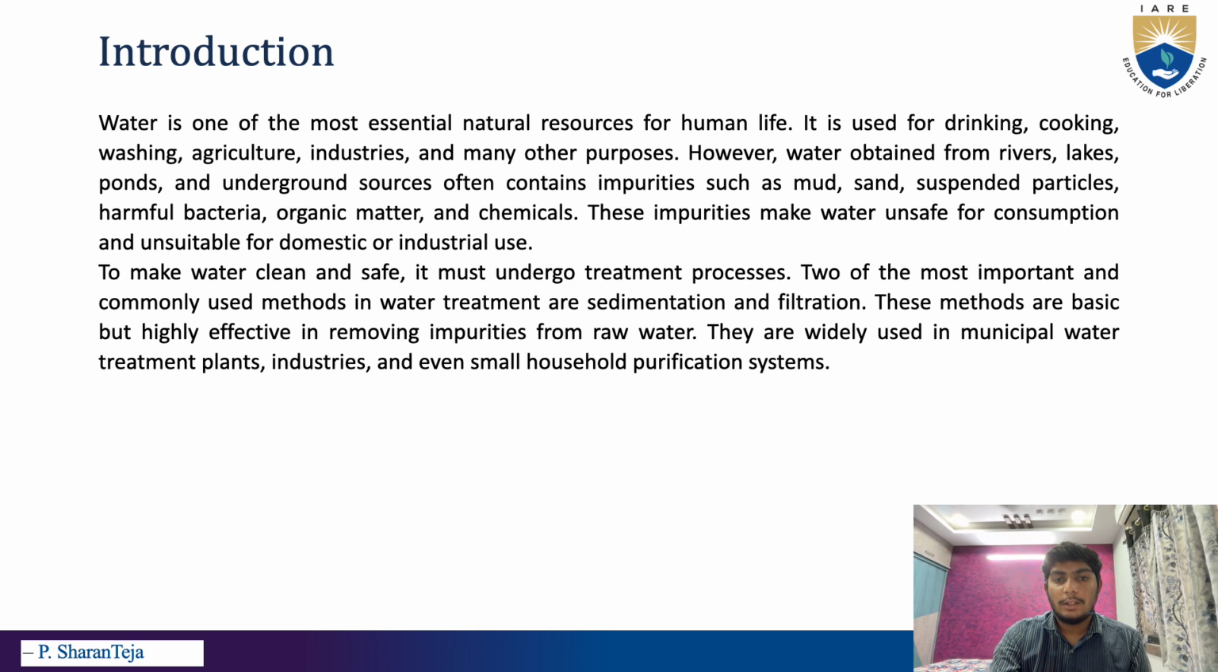If this water is used directly, it may create health problems and damage equipment. That is why water treatment is important. Water treatment means removing unwanted impurities and making water suitable for use. There are many treatment methods such as sedimentation, filtration, disinfection, softening, and reverse osmosis. Among them, sedimentation and filtration are the most basic and commonly used processes. They are used in municipal water plants, industries, schools, villages, and homes.